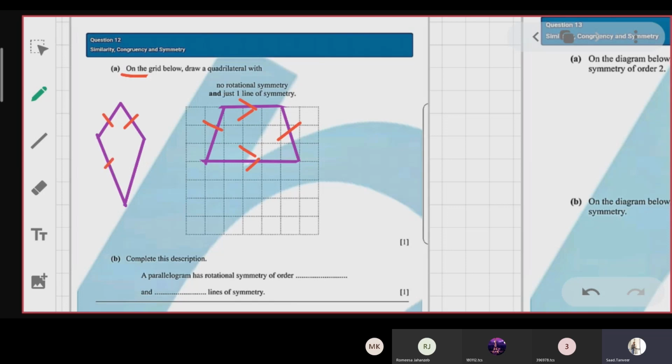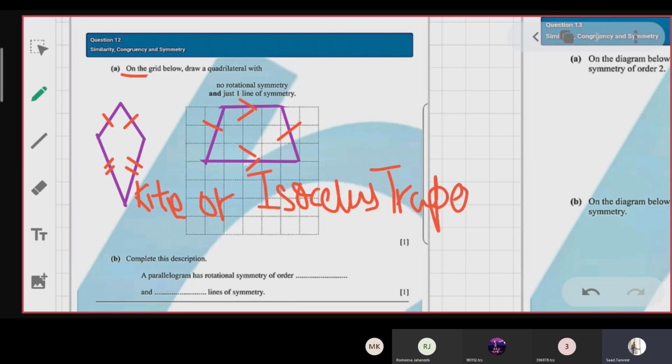Following two lines are equal in length. Following two lines are also equal in length. If you talk about line of symmetry, so this will be considered as the line of symmetry for the kite. So whether you draw a kite or whether you draw an isosceles trapezium, both are acceptable. Now the part number 2.